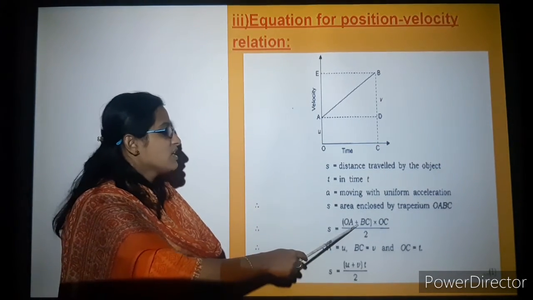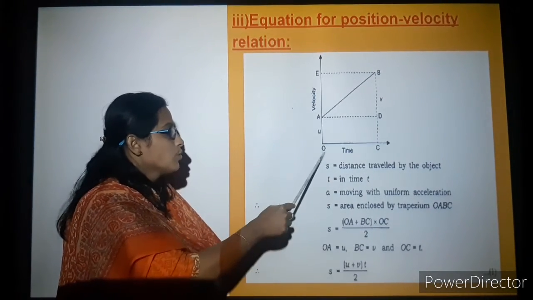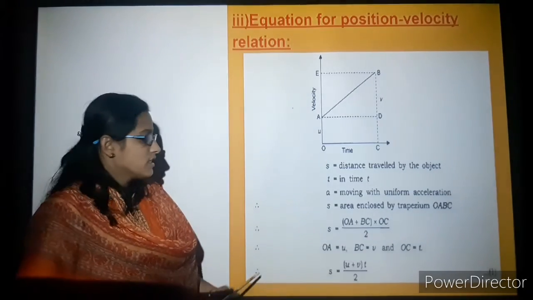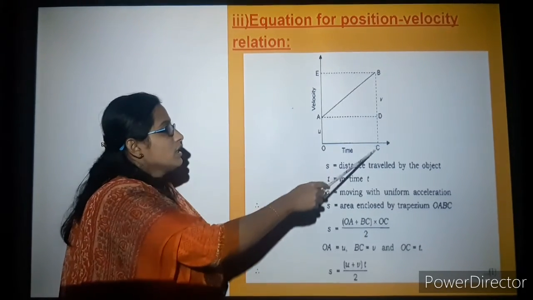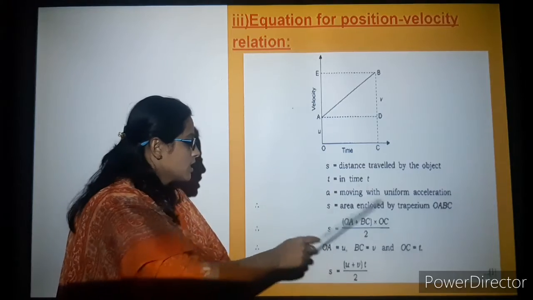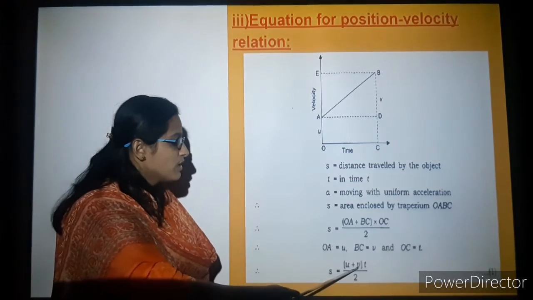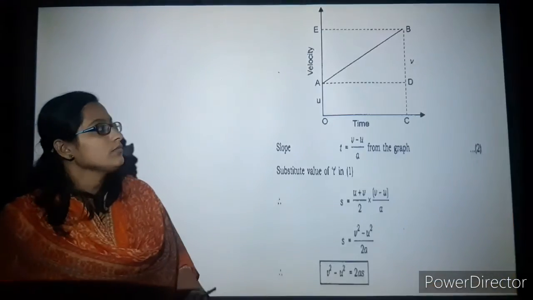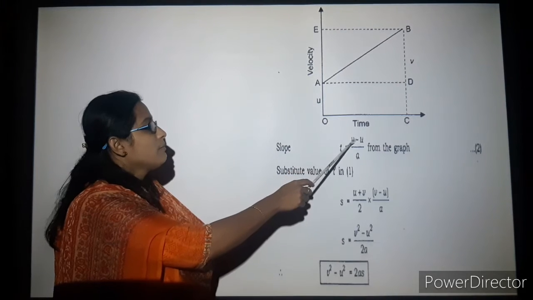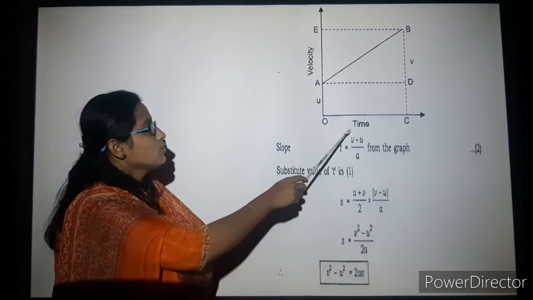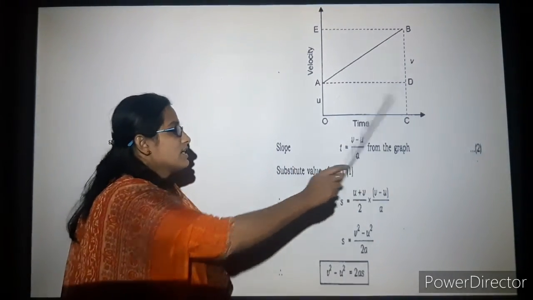S is equal to OA plus BC into OC by 2. OA is U, BC is V, and OC is T. So substituting all these, S is equal to U plus V into T by 2, which is equation 1. Continuing with the slope, you can see that T is equal to V minus U by A from the graph. This is represented as equation 2.